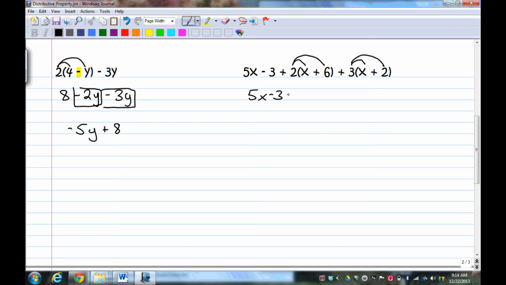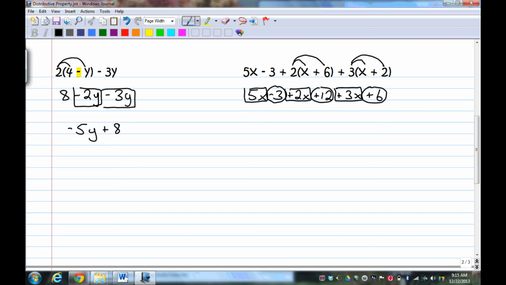Then I have 2 times x is 2x. And 2 times this 6 is 12. Then I have 3 times x is 3x. And 3 times this 2 is 6. Now, for like terms, I have a 5x. I have a positive 2x. A positive 3x. And then I have a negative 3. A positive 12, and a positive 6.